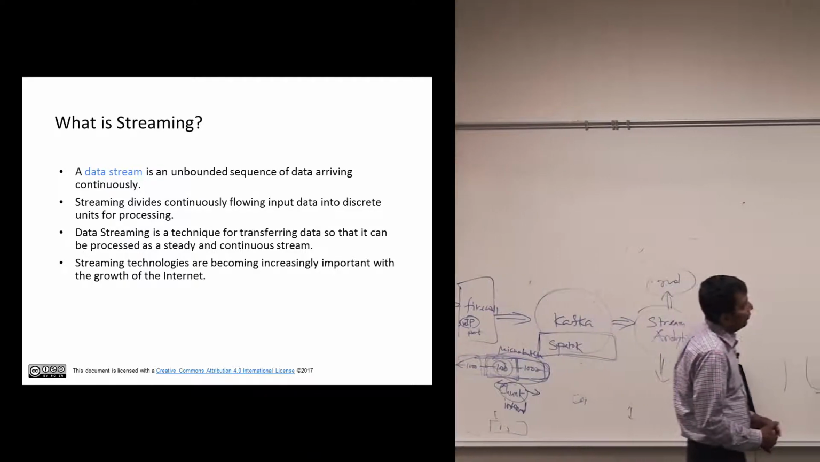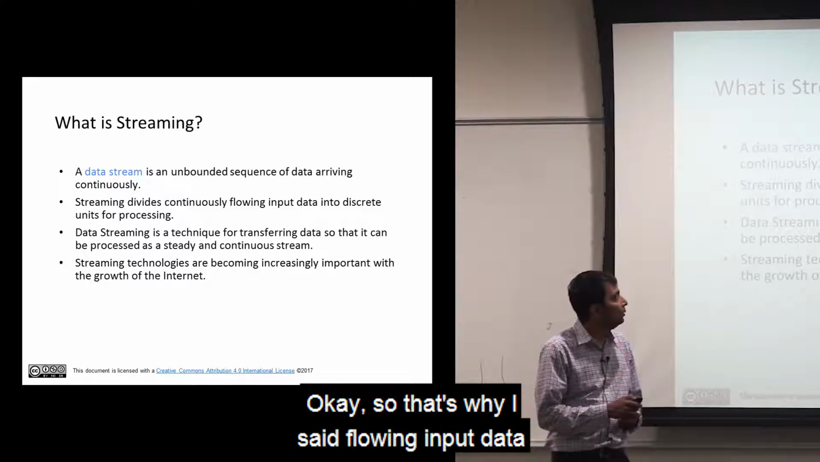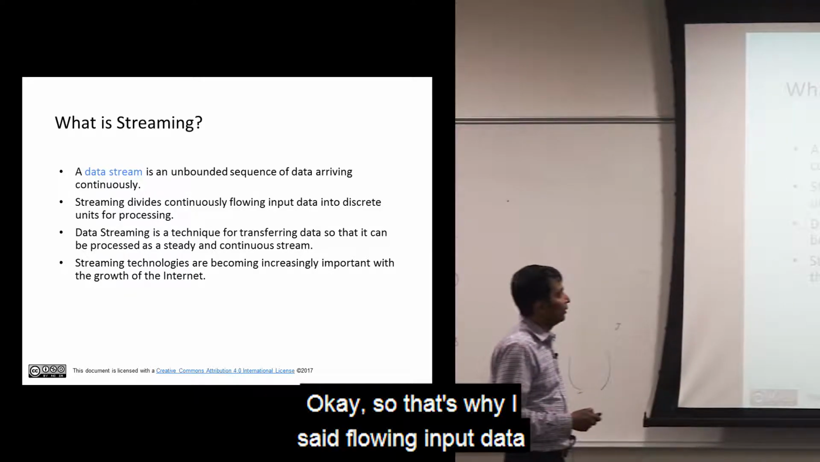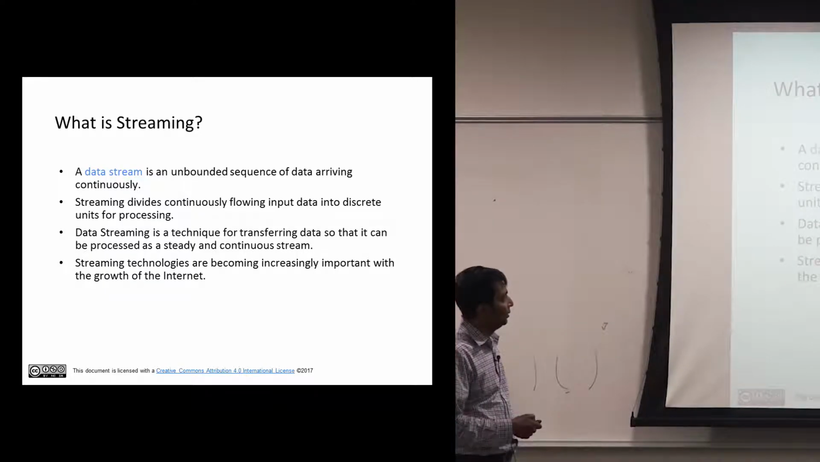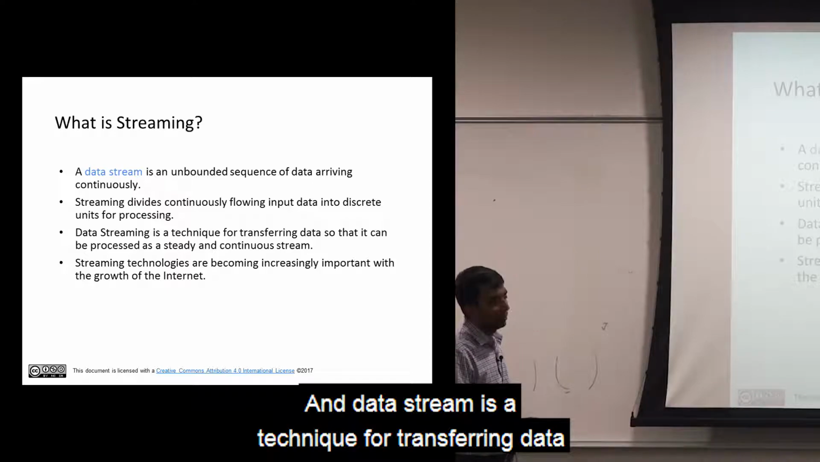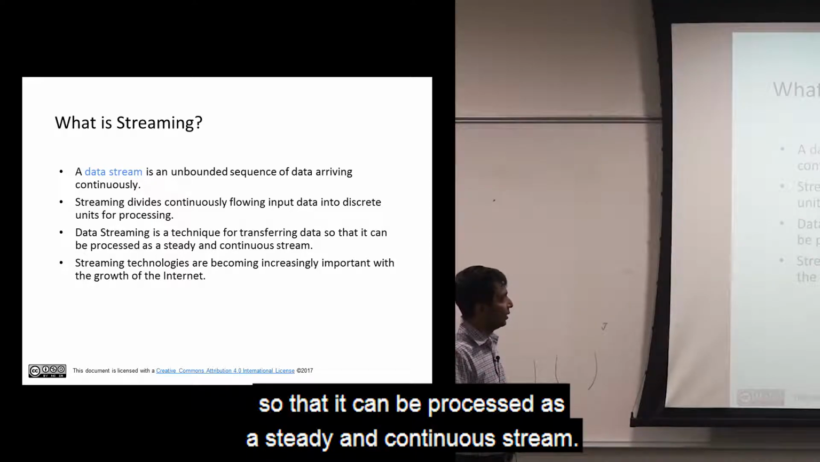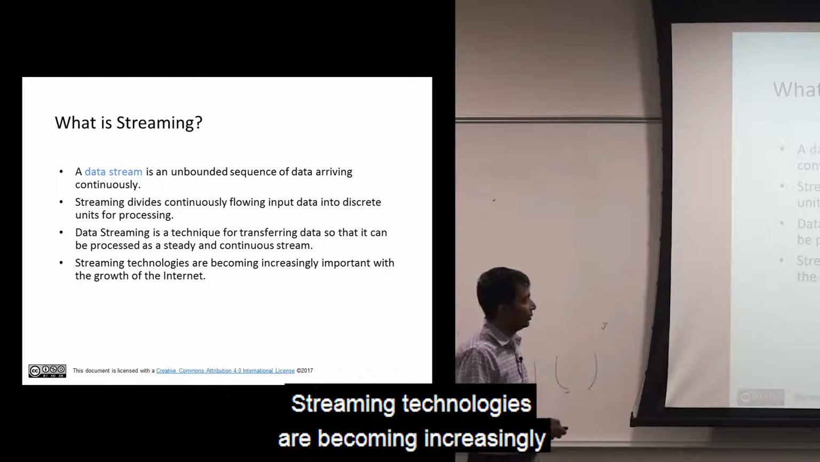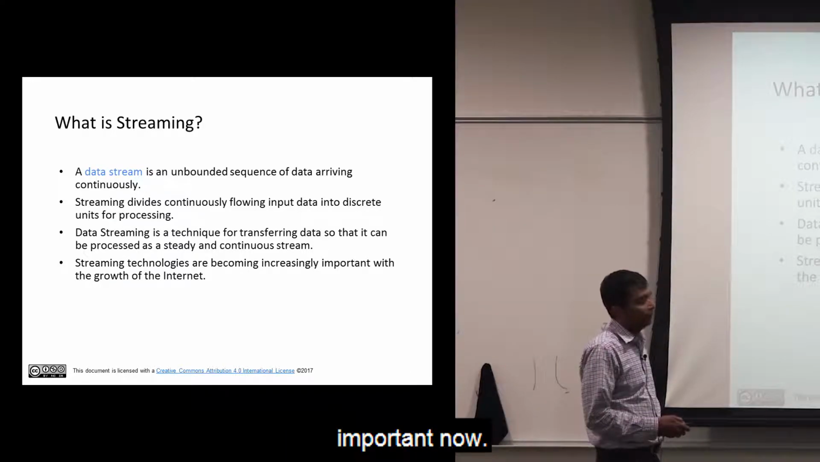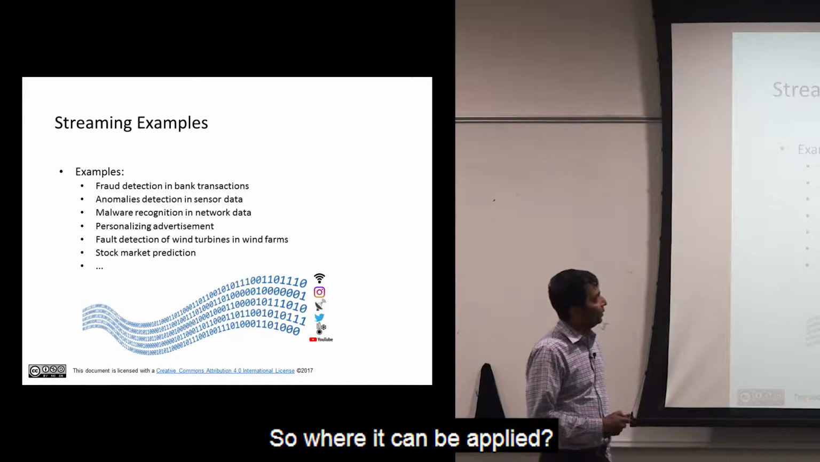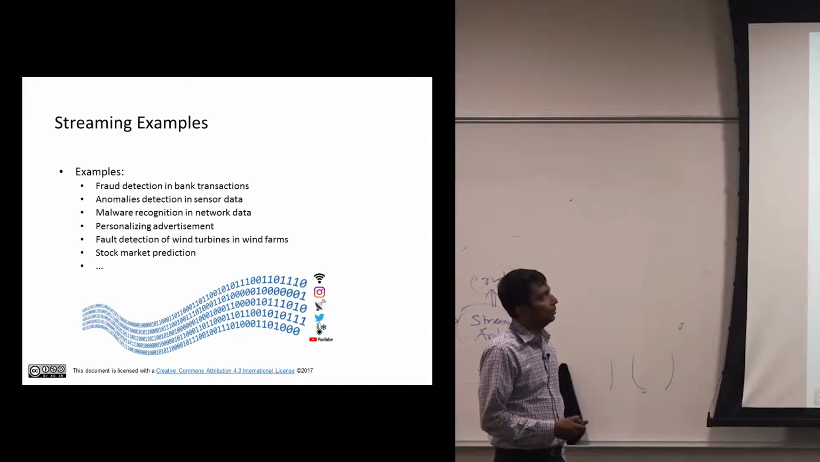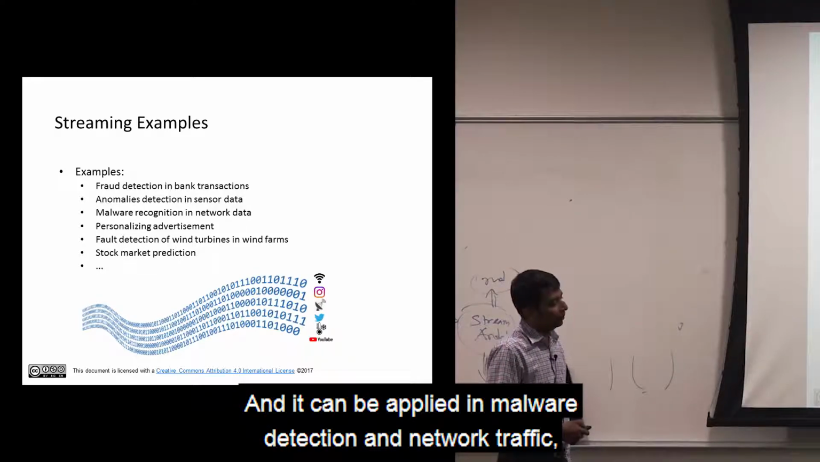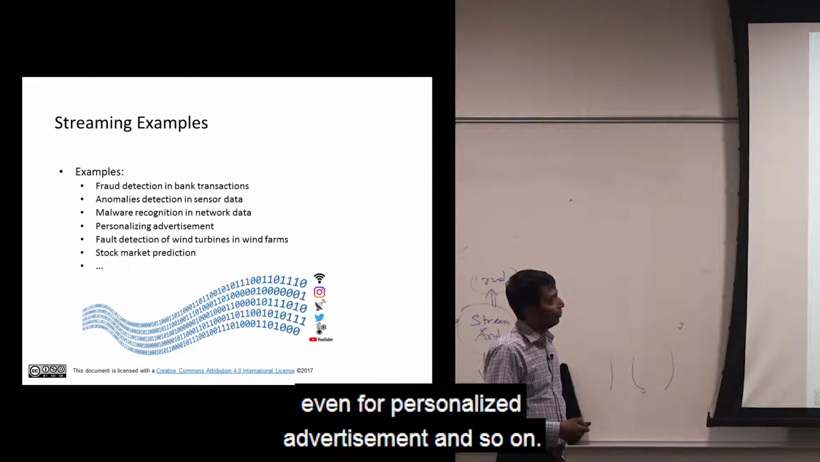So that's why I said flowing input data is divided into discrete units for processing, which we call a micro batch. And data streaming is a technique for transferring data so that it can be processed as a steady and continuous stream. Streaming technologies are becoming increasingly important now. So where can it be applied? It can be applied in fraud detection, intrusion detection, and malware detection in network traffic, even for personalized advertisement and so on.